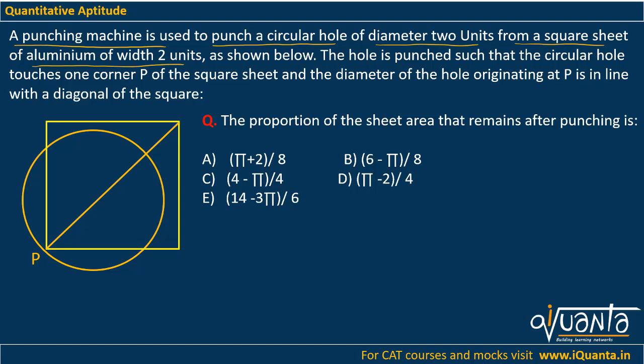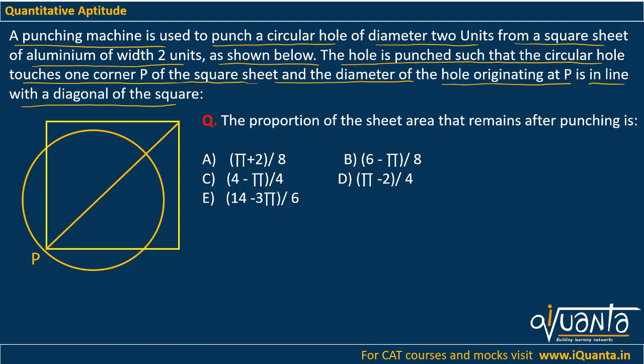So we have been given a square sheet over here. From that we are punching a circular hole. It has diameter 2 units. And the dimensions of this aluminium sheet are 2 cross 2, so that means width of 2 units, as shown below. So the figure has been shown below. The hole is punched such that the circular hole touches one corner P of the square sheet and the diameter of the hole originating at P is in line with the diagonal of the square.